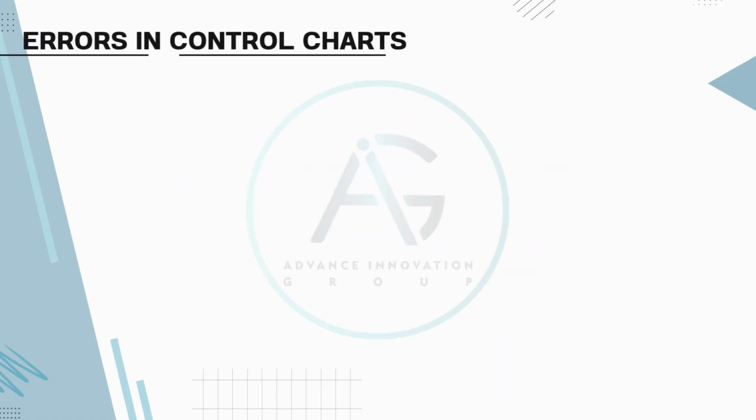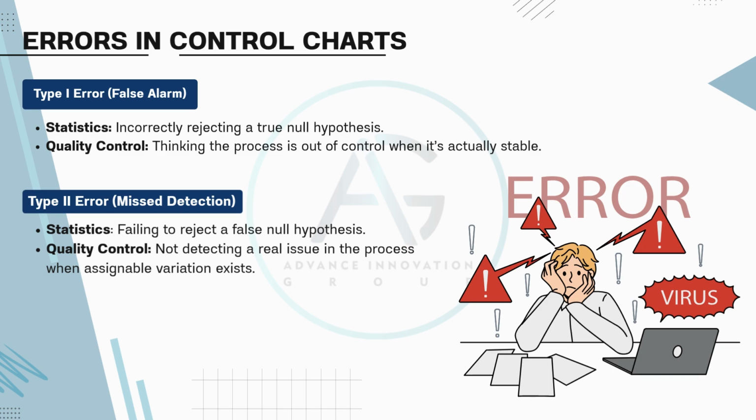Errors in control charts. This slide explains the two main types of errors that can occur when interpreting control charts, Type 1 and Type 2 errors. Type 1 error is also known as a false alarm. From a statistical standpoint, this happens when we incorrectly reject a true null hypothesis. In quality control, this means we mistakenly believe a process is out of control when in fact it's operating normally. This can lead to unnecessary adjustments, wasted time, and added costs.